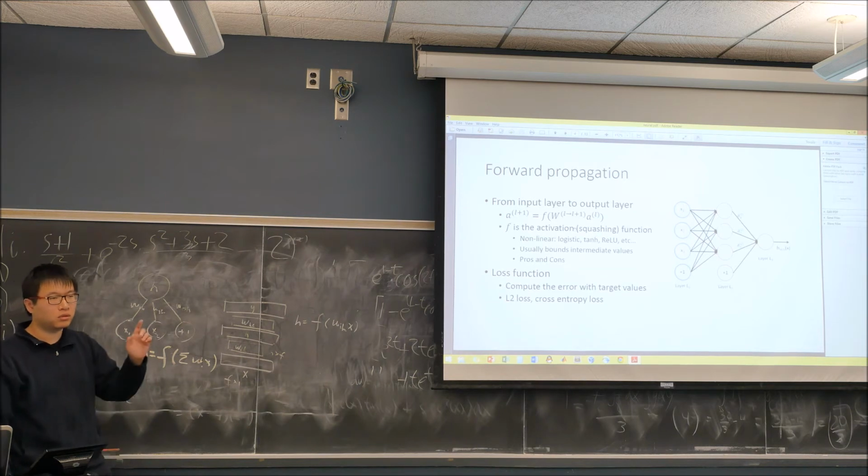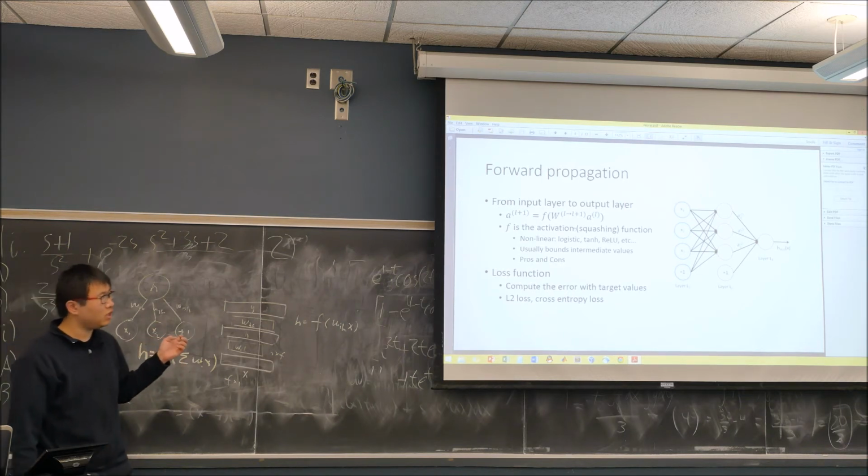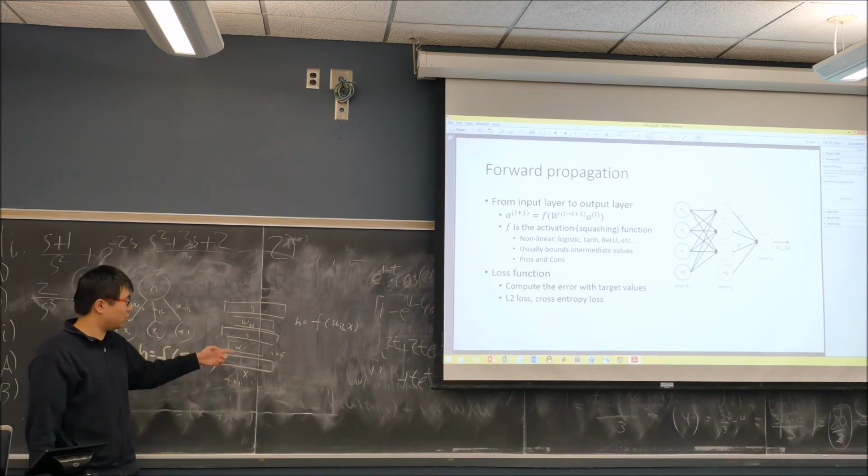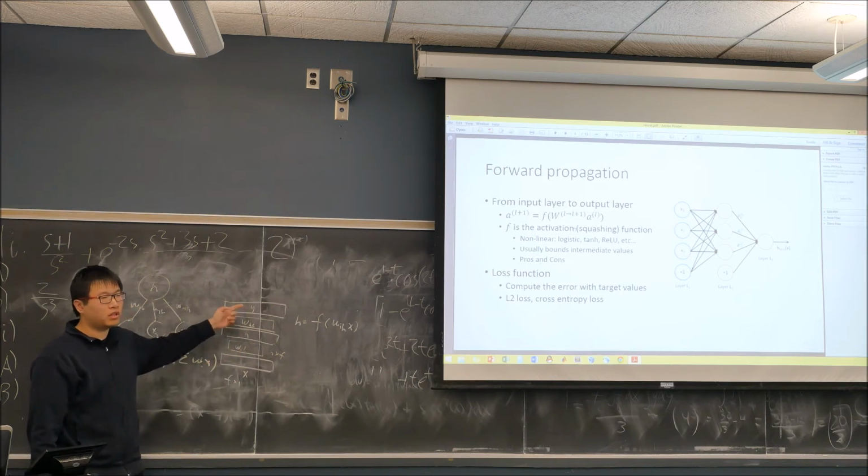So in the forward propagation, the weights are given. You use the current weights. The weights are initialized randomly, and then in the forward propagation, you use the weights to compute the output. In the back propagation, you calculate the gradient on the weights and update them.